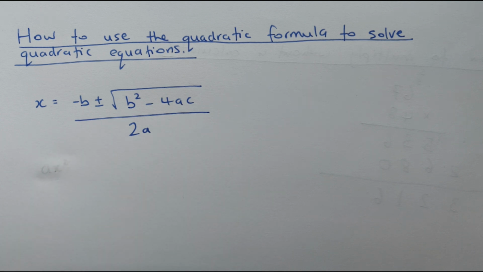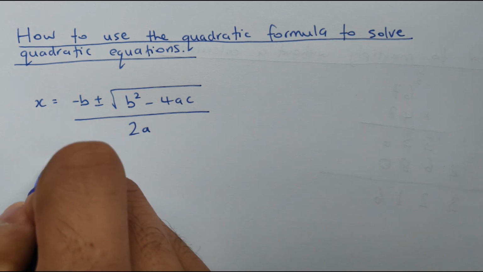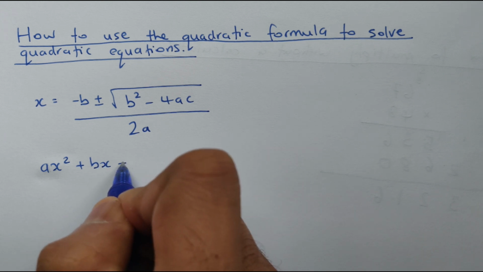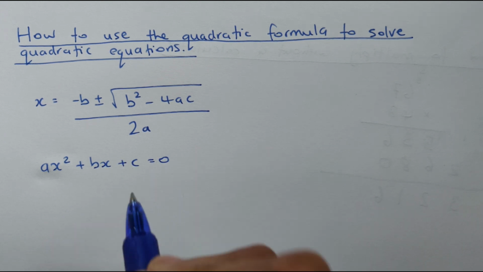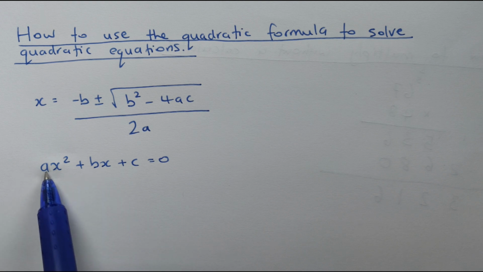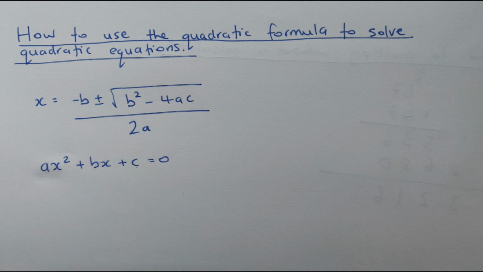And remember, what is the standard form of our quadratic equation? It's ax squared plus bx plus c equals 0. And from here, it's simply substituting the values of a, b, and c into the quadratic formula. So let's work through a few examples.